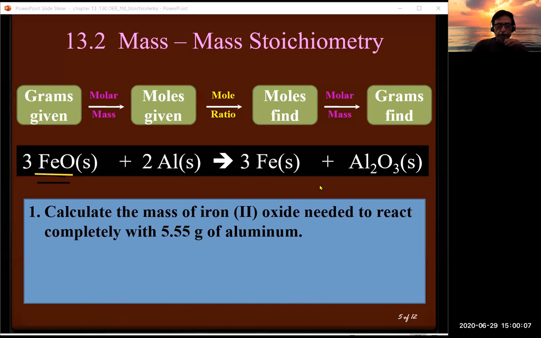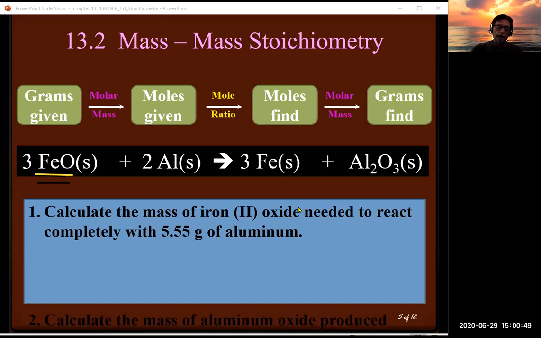So the first question is calculate the mass of iron 2 oxide needed to react completely with aluminum. So right now, you're given 5.55 grams of aluminum and you need to figure out, well, how much iron 2 oxide do I need to completely react with it? Okay, so the only thing we're concerned about here in the first question are the reactants. That's it. We don't care about the products. They're just talking about the reactants. So we note the relationship. It's a 3 to 2 relationship between iron 2 oxide and aluminum.